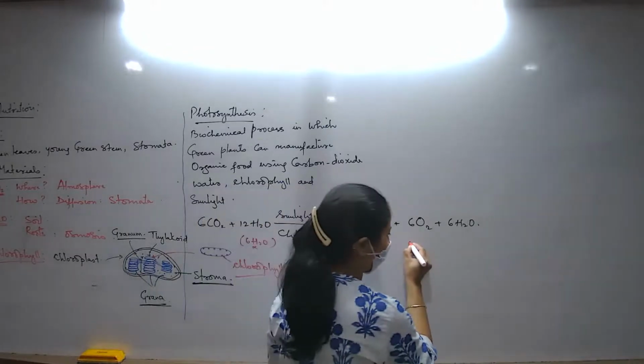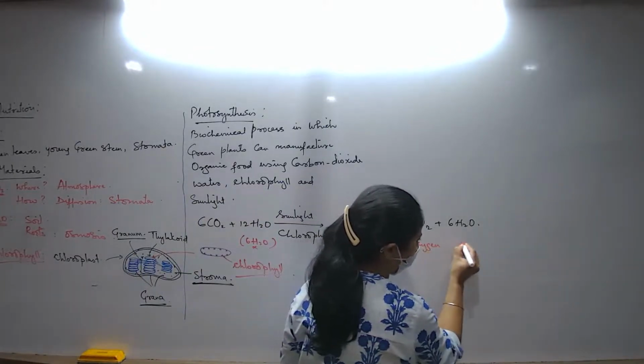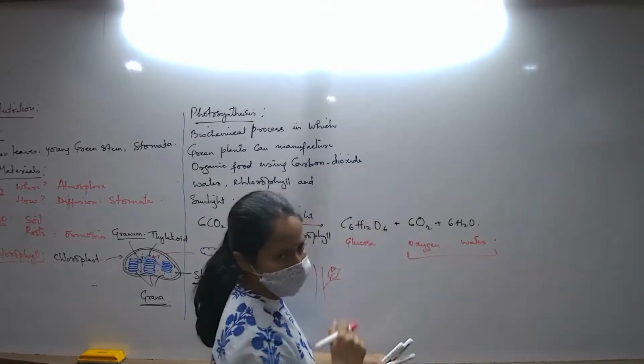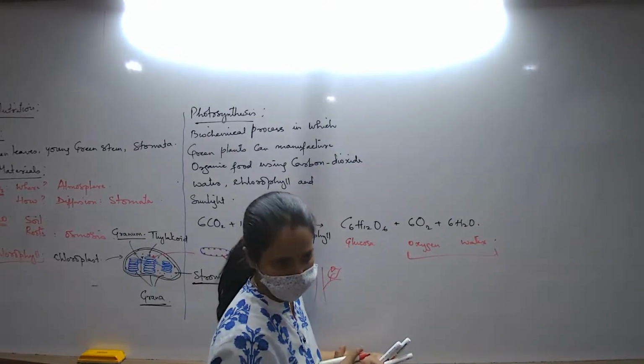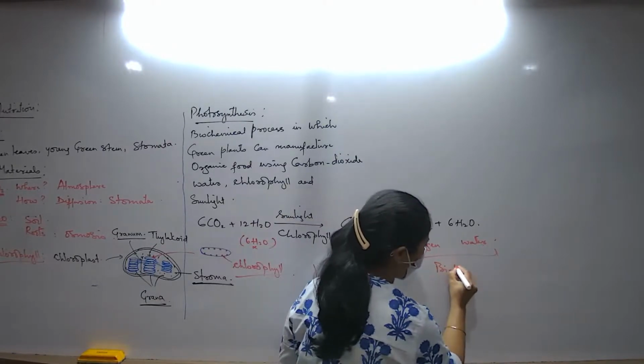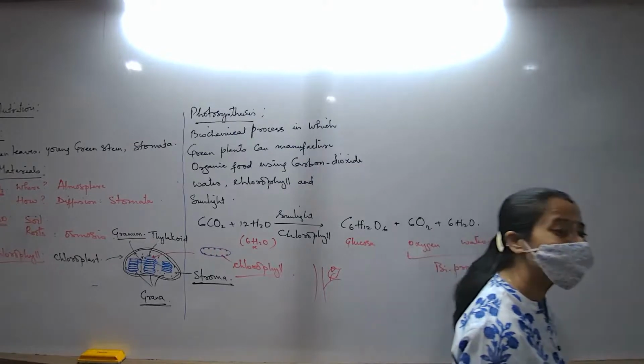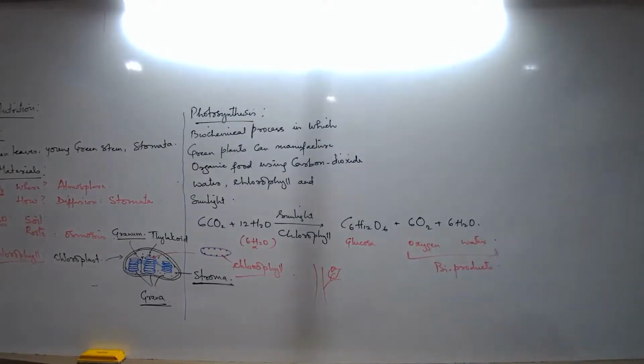What are the byproducts? Now, when I talk about oxygen and water, these are apart from the main product, and these are what are called byproducts. What is the meaning of the word byproduct? Additional product. Apart from the main.